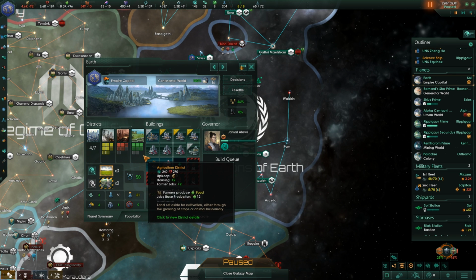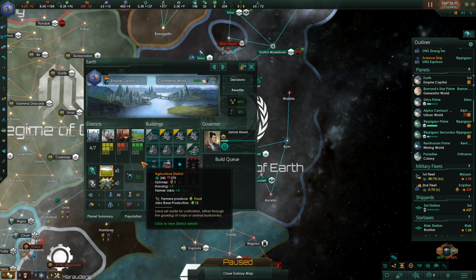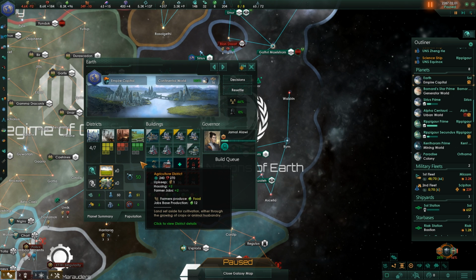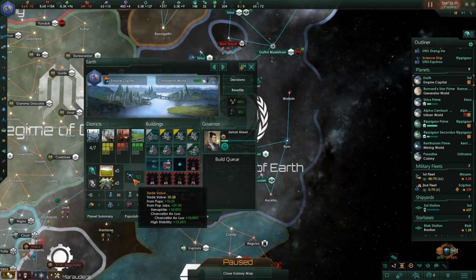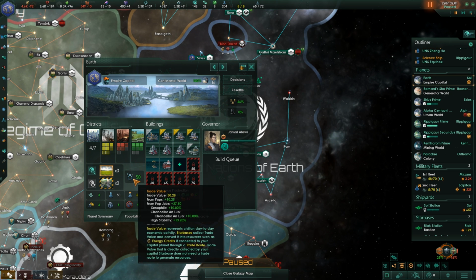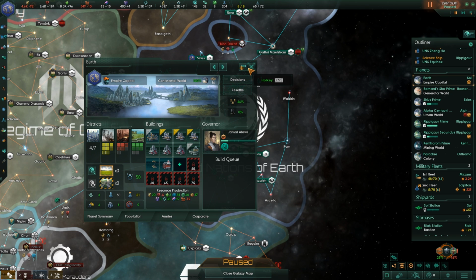This is also in the late game going to be the place where most of your technology is going to come from, at least if that's how you want to play it. Most of your trade value is going to come from here, but like I said, trade value is something we're going to be touching on separately.